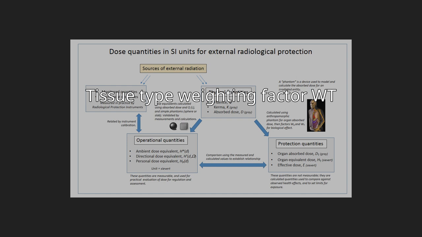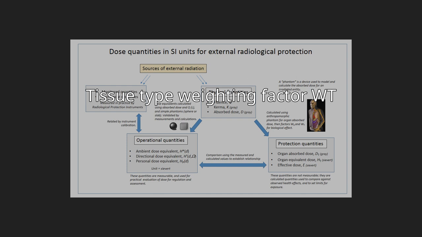The ICRP values for WT are given in the table shown here. The article on effective dose gives the method of calculation. The absorbed dose is first corrected for the radiation type to give the equivalent dose, and then corrected for the tissue receiving the radiation. Some tissues like bone marrow are particularly sensitive to radiation, so they are given a weighting factor that is disproportionately large relative to the fraction of body mass they represent. Other tissues like the hard bone surface are particularly insensitive to radiation and are assigned a disproportionately low weighting factor.